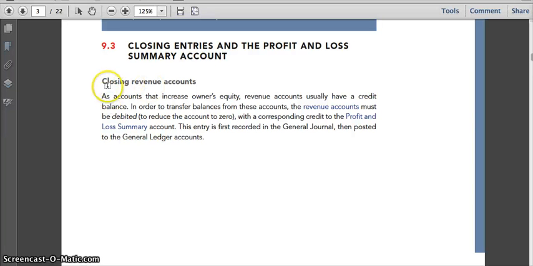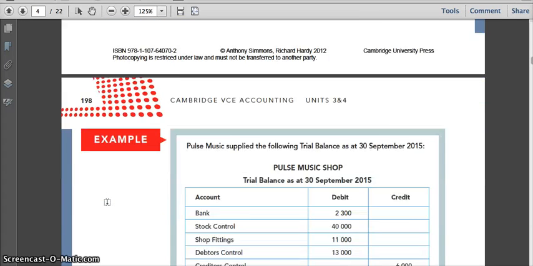As we know, because revenues increase owner's equity, generally revenues will have a credit balance. In order to transfer these balances, the revenue accounts need to be debited or reduced to zero. And then there's a corresponding credit in the profit and loss summary account. This entry is first recorded in the general journal and then into the general ledger. And this is basically how it looks.